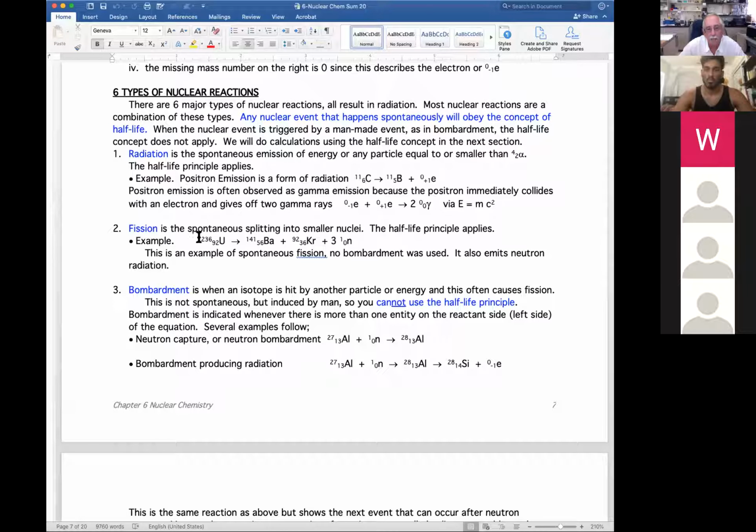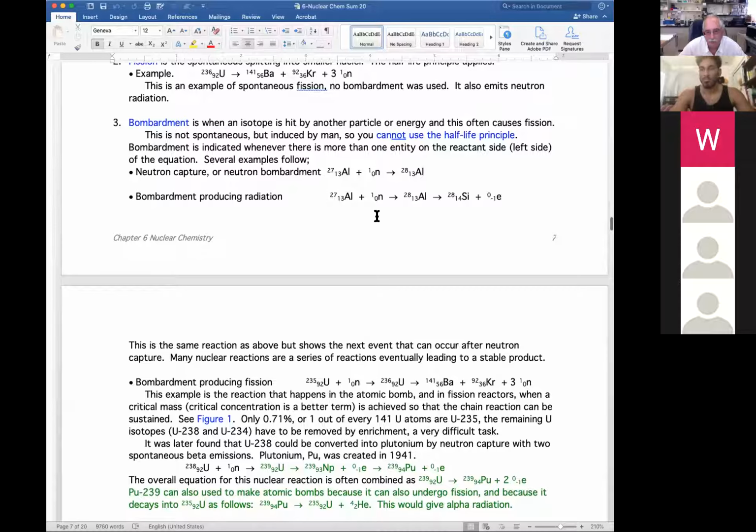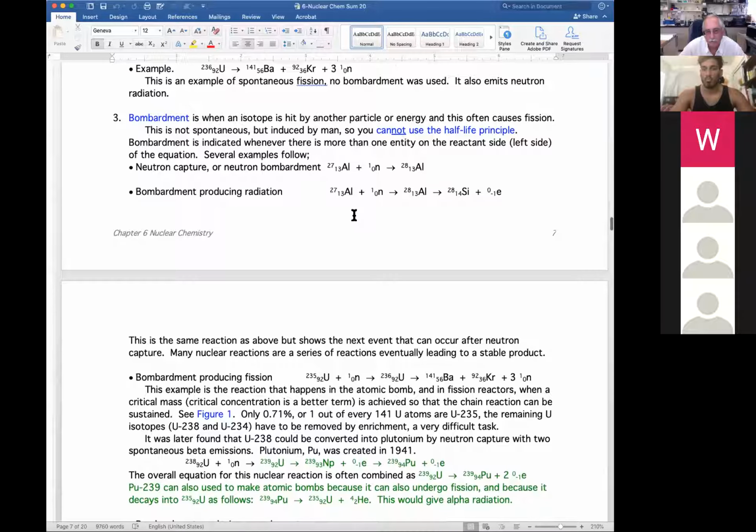Fission, a big nucleus breaks into smaller ones. It may also have radiation at the same time. Then bombardment is when you have 2 things on the reactant side. So the idea is that here's an aluminum just sitting there minding its own business, and somebody purposely is slamming it with a neutron. And this is not spontaneous. Somebody's doing this.